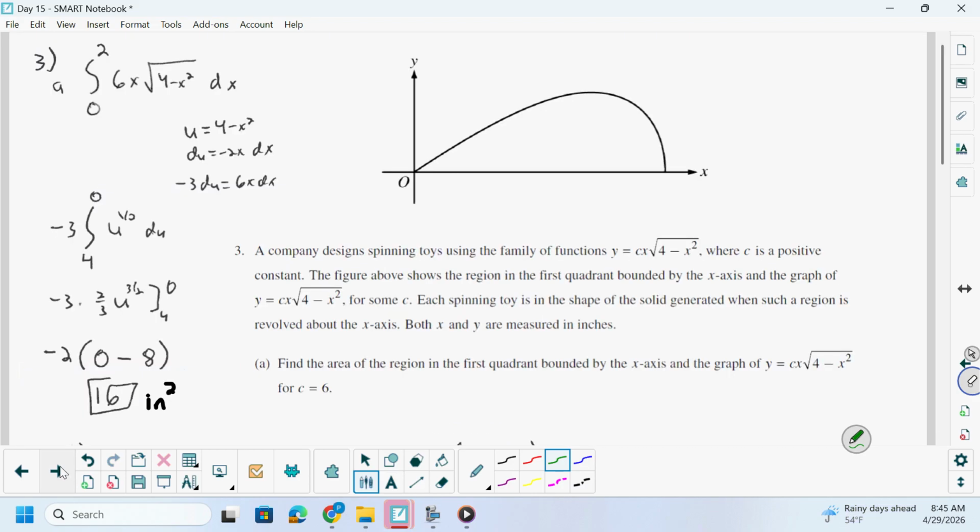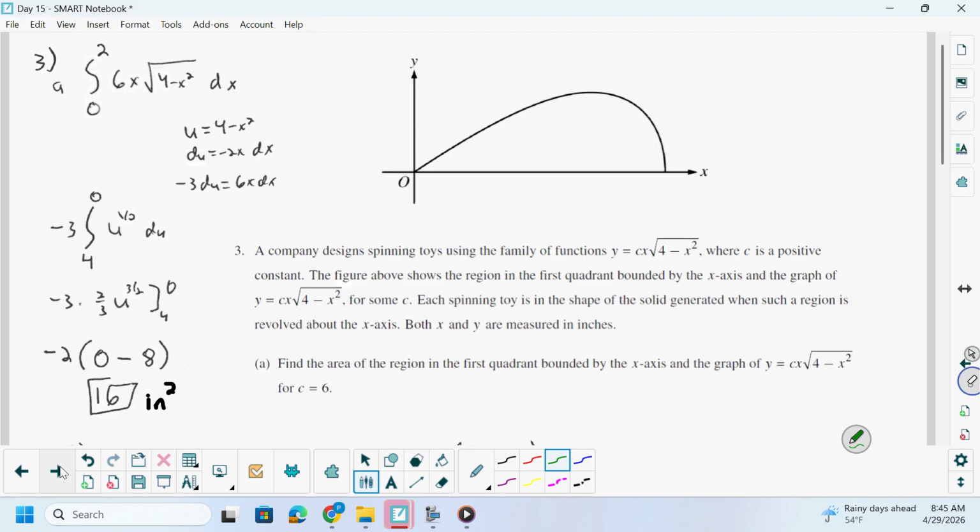And part 3, this is now a no calculator question. So we want to find the area of the region. If you're in terms of x's, that's integral of top minus bottom. If you're in terms of y, that's integral of right minus left. So we're just doing our integral of, they told us c was 6, so of 6x squared of 4 minus x squared.